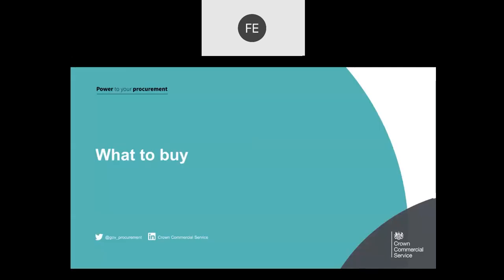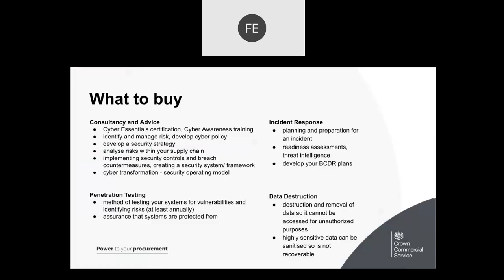So now that you know about the cyber threats and how to actually combat them, what to buy for your organisation. The following are the services that we provide through the Cybersecurity Services 3 dynamic purchasing system. The way that this works on a dynamic purchasing system is that you are offered a list of different filters that you can go through.